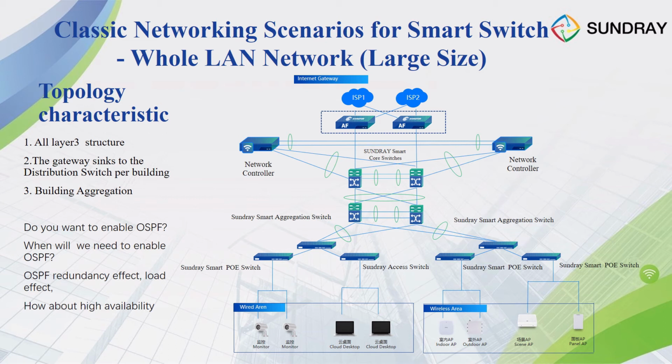For OSPF, one thing we should know is that all Sundray switches, starting from the RS smart switch, support layer 3 functions. They support OSPF, RIP, and other features like DHCP servers. All these layer 3 features are available on our smart switch. So for the large-scale network, we recommend using OSPF for routing management. Our devices support almost all the features of OSPF, so if we have a larger network, we can just use it.